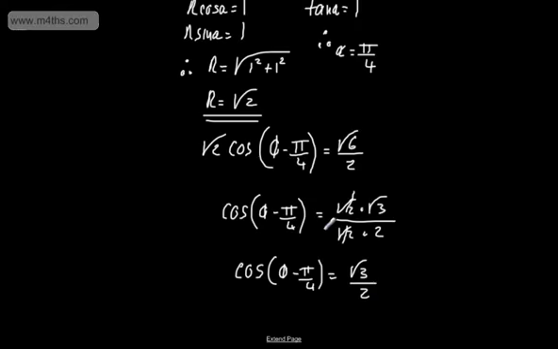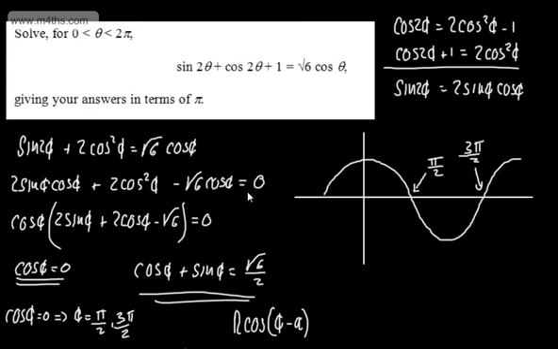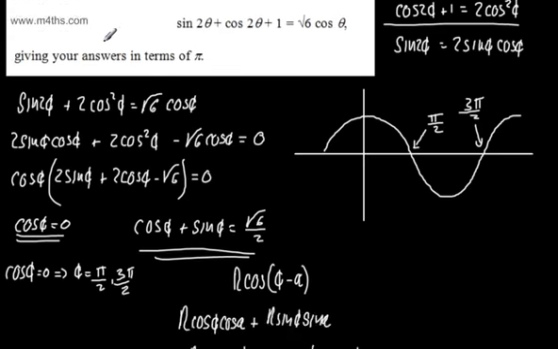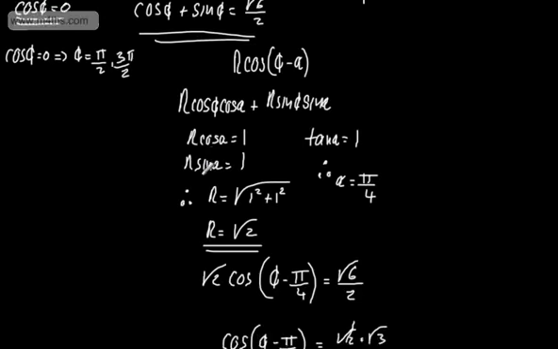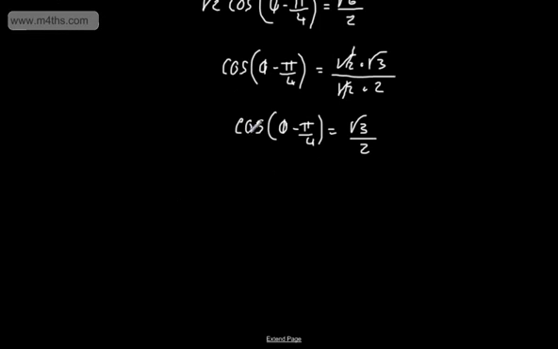Now we're interested in this from 0 to 2 pi. So we want theta from 0 to 2 pi. If we now consider this right here, what we're going to have is the following. This is one of our exact values. So if I take the inverse cosine now of root 3 over 2, I'm going to have theta minus pi by 4 will be equal now to our principal value, which is going to be pi by 6.